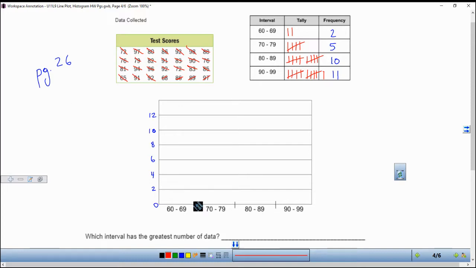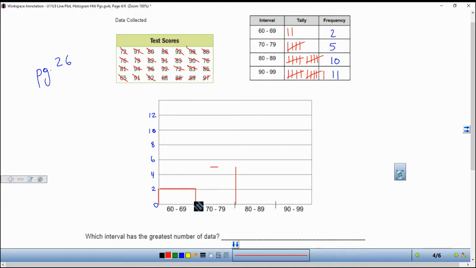All right. So first bar, again, is going to go up to 2. It's going to be the same bar we just made. We're going up to 2. Going across. And then down. And that's going to be our first bar. So that shows that there were 2 test scores in that interval. All right, next one, 70 to 79 had 5. So I'm going to put a little dash here at 5, just to kind of tell me that's where my bar needs to be. So 70 to 79, I'm going to go up to 5.